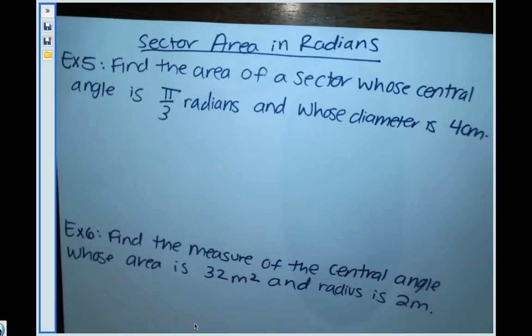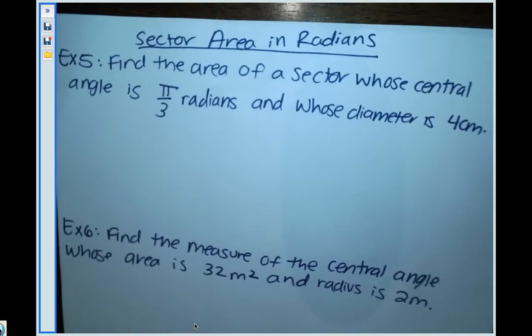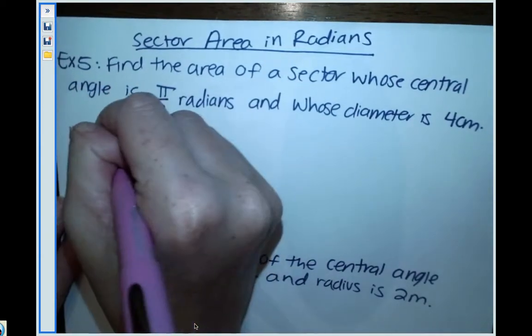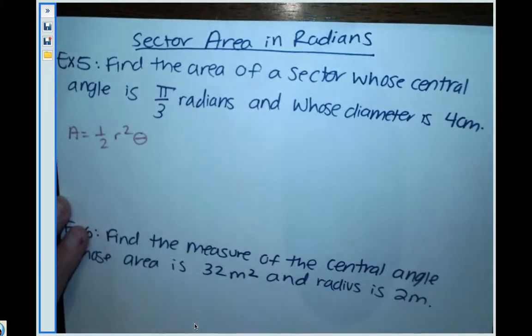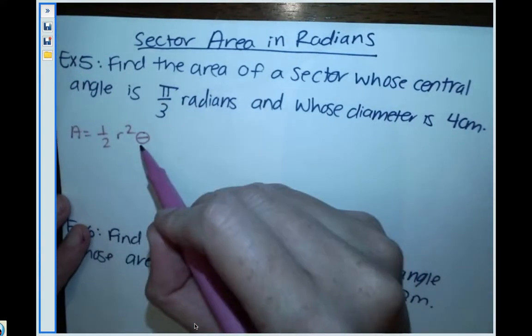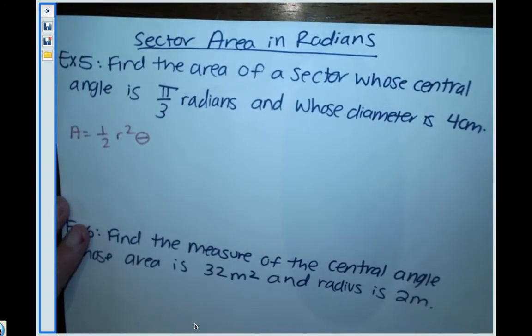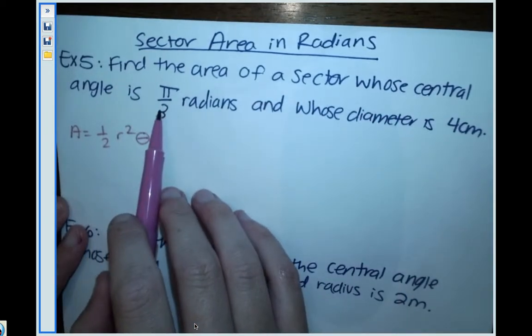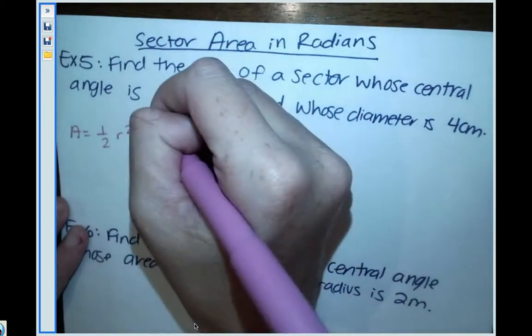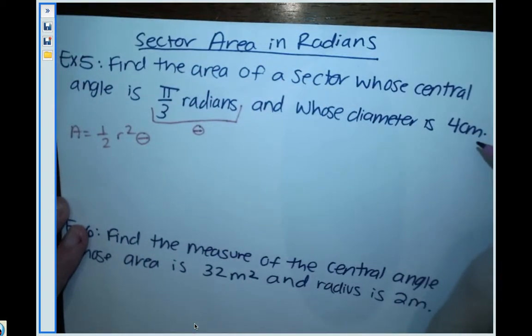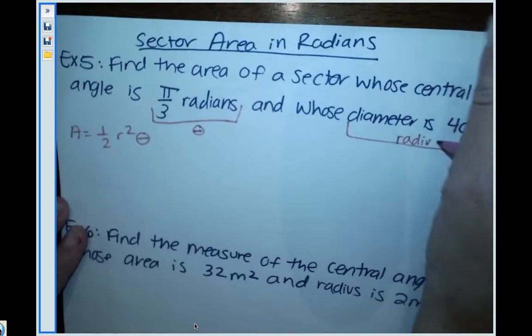All right, let's get going, you guys. I'm going to write down the formula real quickly before we forget, or at least I might forget. So area equals 1/2 the radius squared times theta, which, don't forget, is when our angle is given to us in radians. This says to find the area of a sector whose central angle is pi over 3 radians. This right here is theta. And whose diameter is 4, which is not the radius yet, but eventually will lead us to the radius.